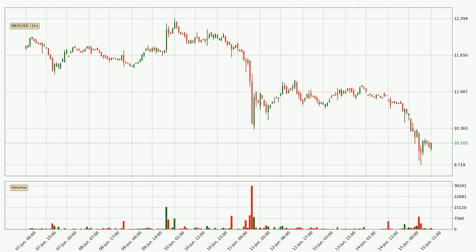Looking at the NEO hourly time frame, the price moved quickly to the downside with around 7.5% in the last 24 hours, with a current price of 10.1. The volume was also high, showing that this move was strong and the sellers are taking over.